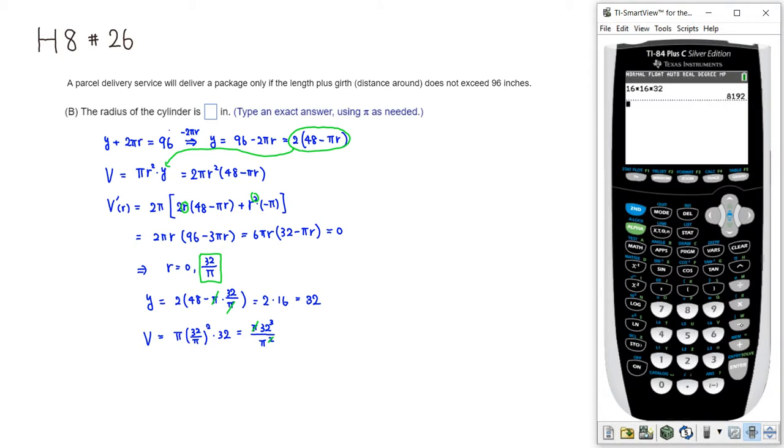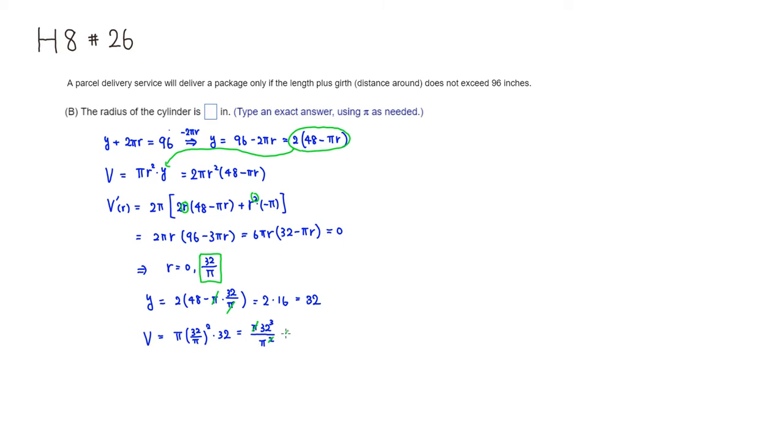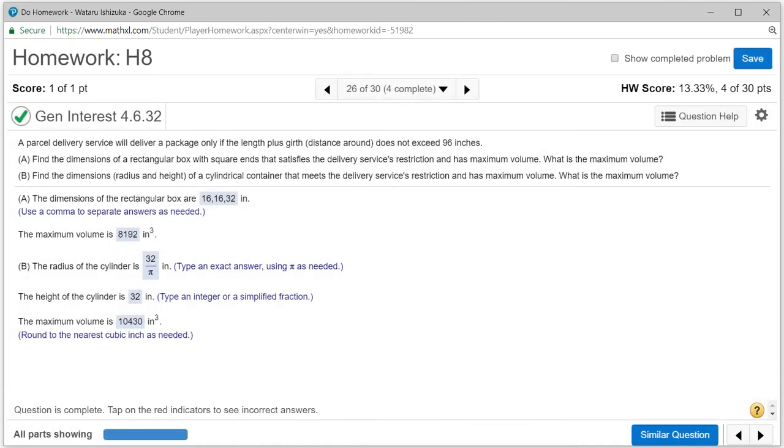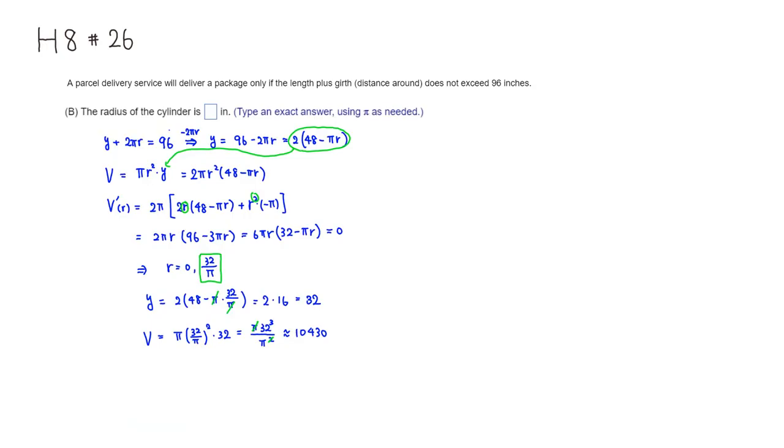So we need to compute 32 raised to the third power, then divide by pi. It came out to be 10,430, so this is about 10,430. Let's type it in. All right, we got 10,430. Check the answer. We got that. All right, that's it. I hope that this was clear.